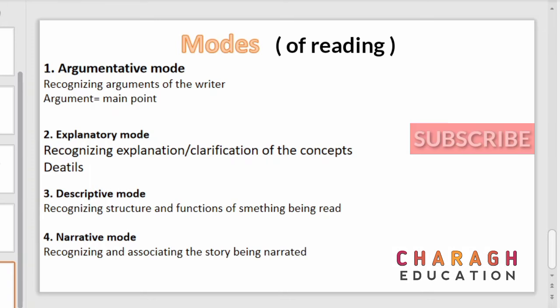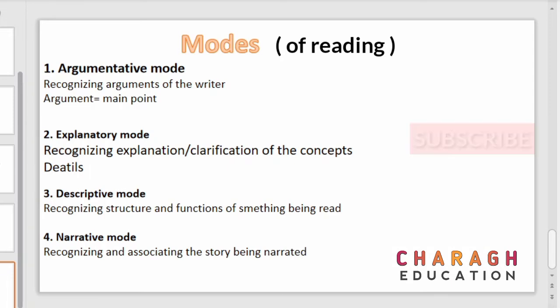And sometimes we read a novel. In a novel, sometimes we do not pay attention to the structure and function of something. Rather we give attention to the story, what happened before, what is happening, and what would happen after that. So this is a different mode of reading. So let's discuss these modes.